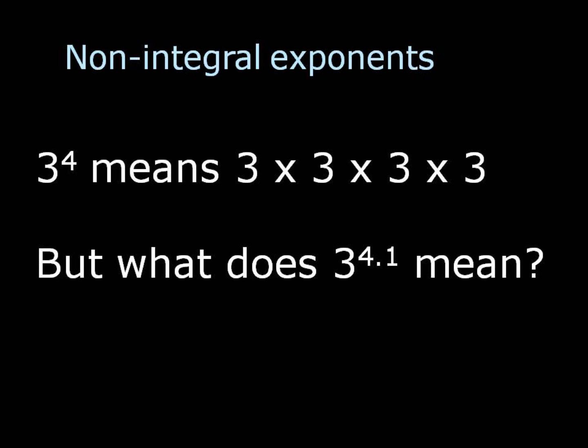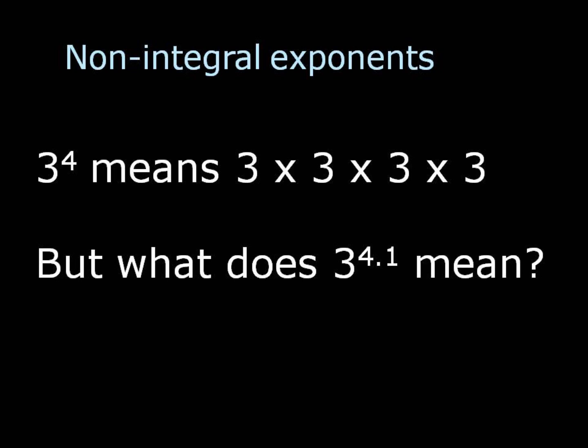But we can have a bit of a problem with our exponential function when x isn't a whole number. If we have, for example, 3 to the power 4, well, we know what that means. It means 3 times 3 times 3 times 3. That's what we've already seen. But suppose you have 3 to the power of 4.1, when x takes on the value of 4.1. What does that mean? It doesn't make sense to say it's 4.1 3's multiplied together, because that doesn't mean anything. So we have a bit of a problem which we need to work out.